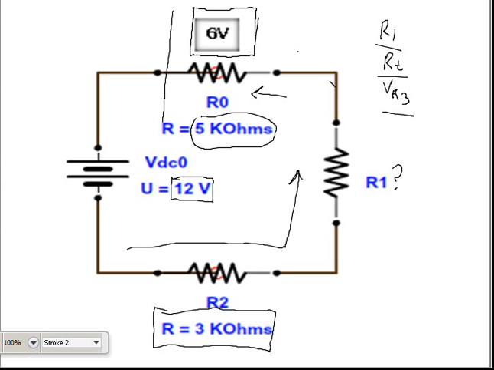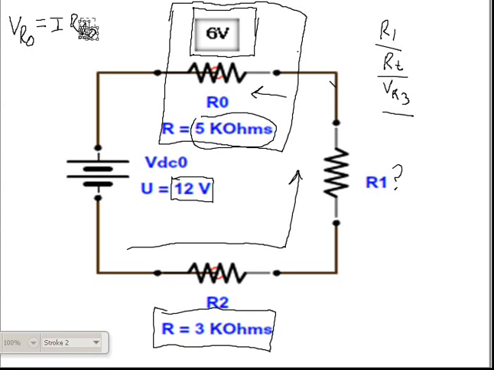Well, we just happen to have a point here where we know both the resistance value and the voltage drop at R0. So let's apply Ohm's law. Now remember, the voltage drop at R0, not the total voltage, is equal to the circuit's current times the resistance at R0.